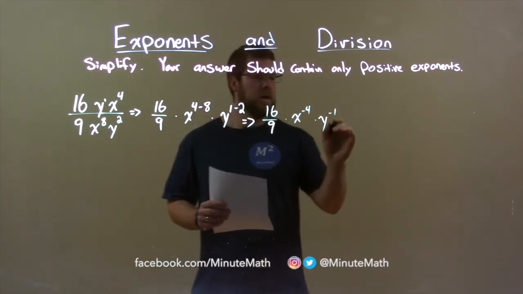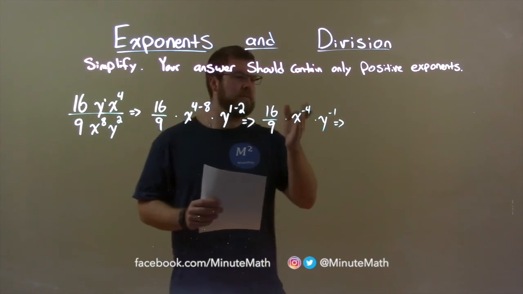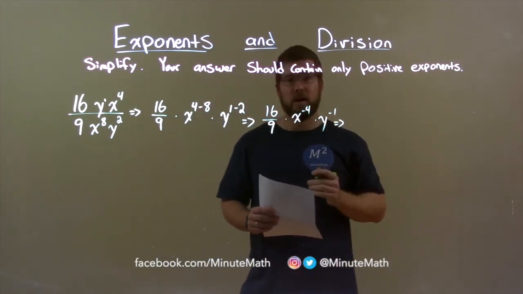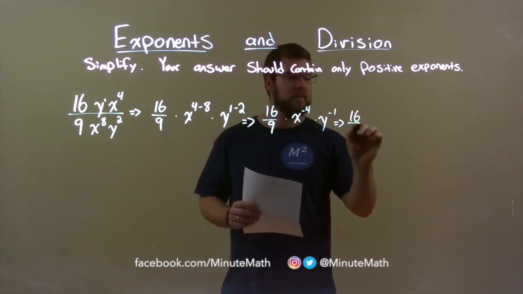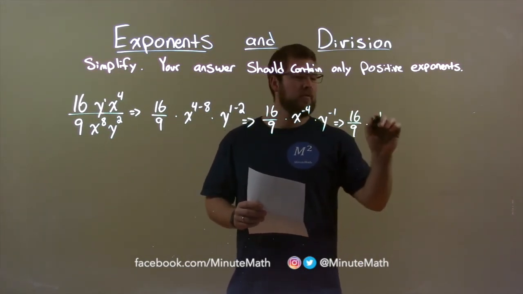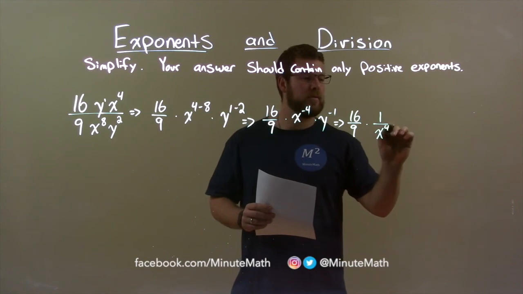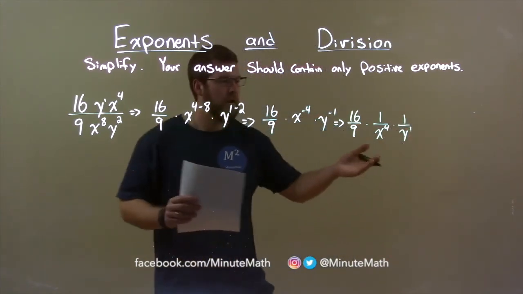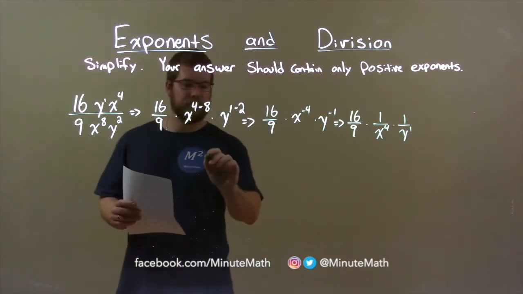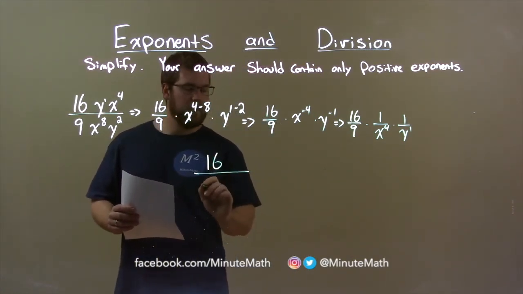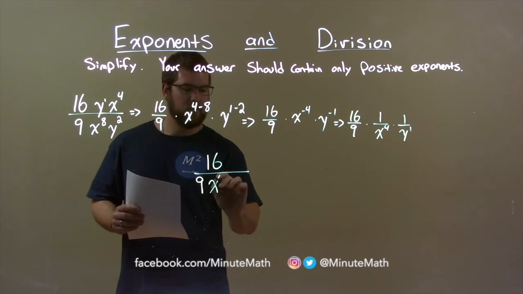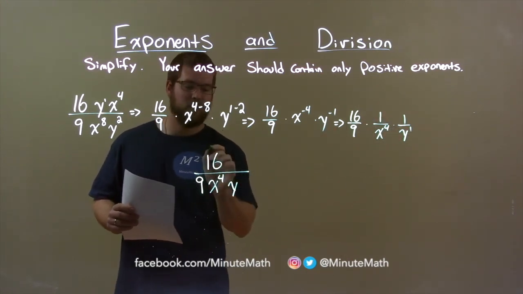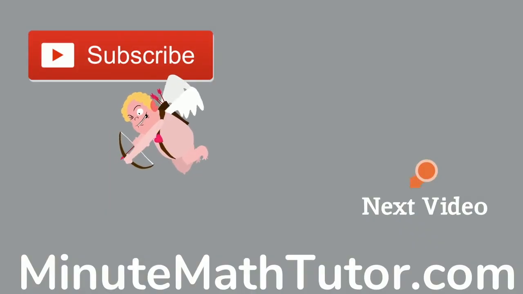All right? Well, we know any negative exponent is the same thing as positive in the denominator. And we need to have positive exponents. So again, 16 over 9 here. But now we have 1 over x to the 4th times 1 over y to the 1st power. We can combine that to write our final answer, 16 over 9 x to the 4th power times just y. And remember, we need to write that exponent of 1. And there we have it.